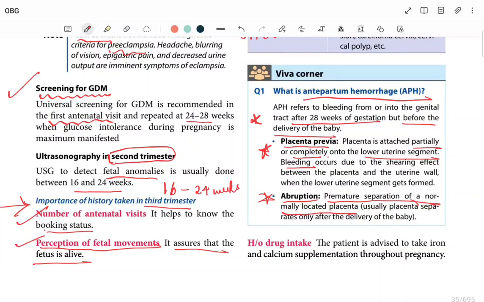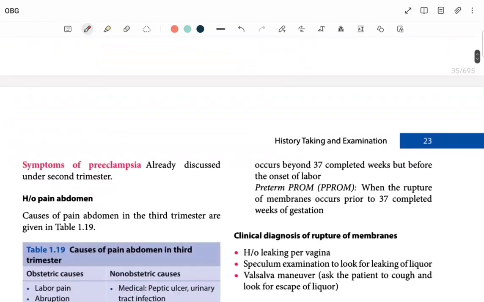So this is all a brief about antepartum hemorrhage. The definition is bleeding after 28 weeks of gestation but before the delivery of the baby. The two important causes are placenta previa and abruption. So now coming to the history of drug intake. The patient is advised to take iron and calcium supplementation throughout pregnancy.